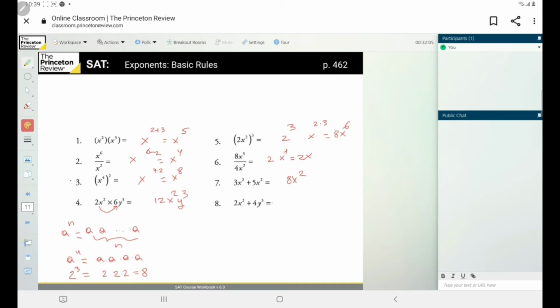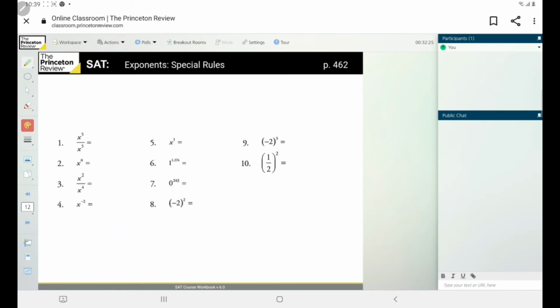Now for the last example, we can't add these terms because the variables are different. They are x and y, and also the exponents are different. So it remains unchanged. Now let's pass to the next slide.